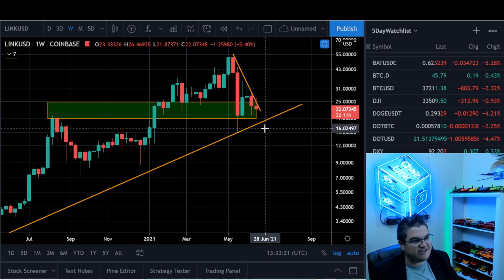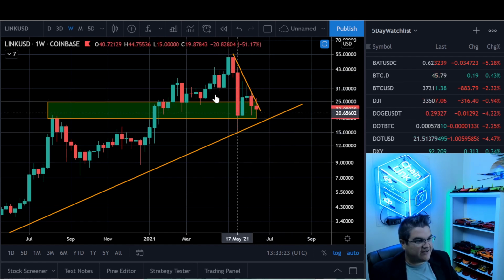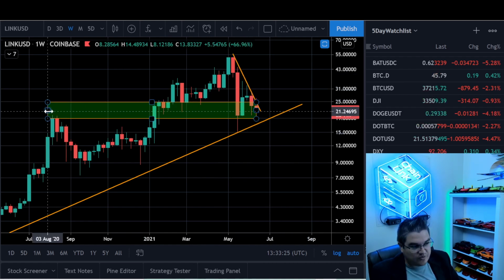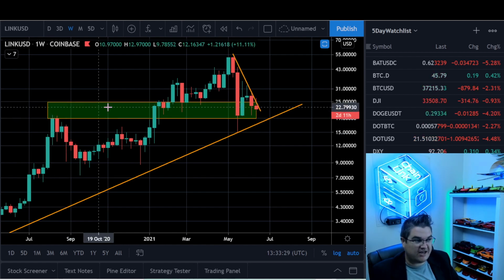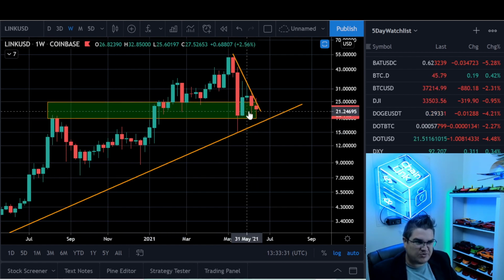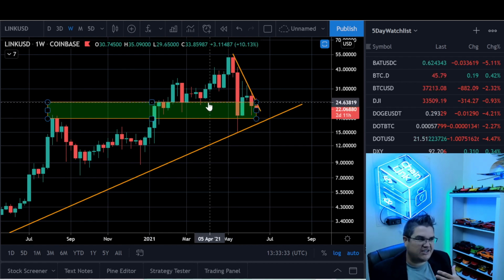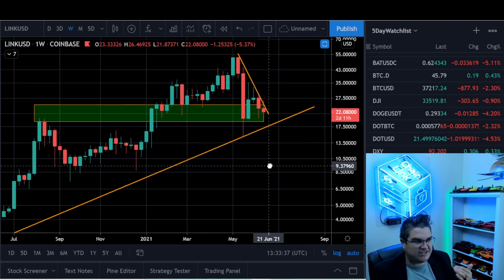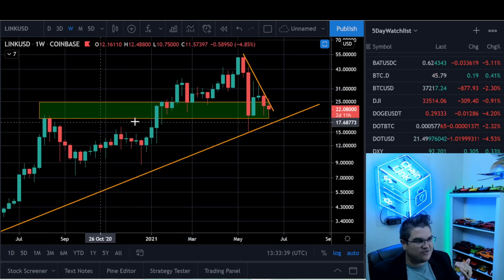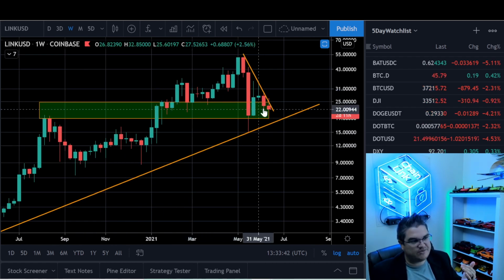So we have Link USD on a weekly chart. And this is going back to last summer's bubble when Link hit $20, right? This is kind of our liquid zone, so to speak. This is just my creation. So everything I give is my own opinion, not financial advice, but this is kind of where I see us hanging out for the foreseeable future.